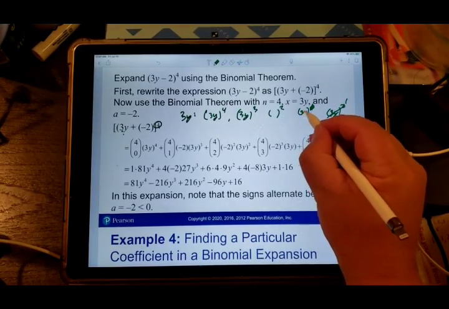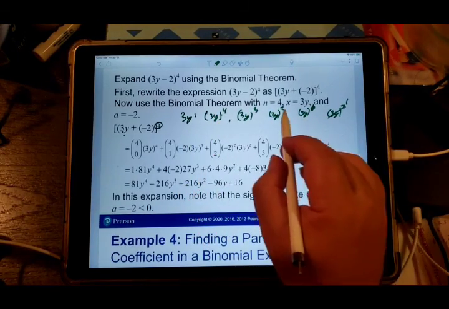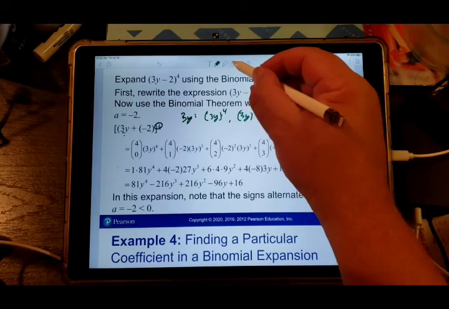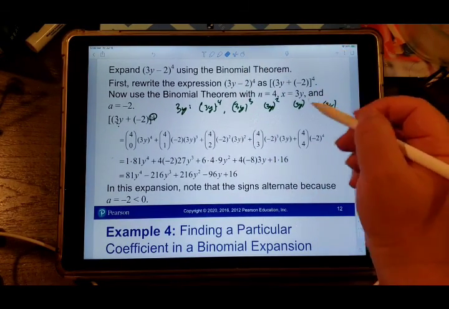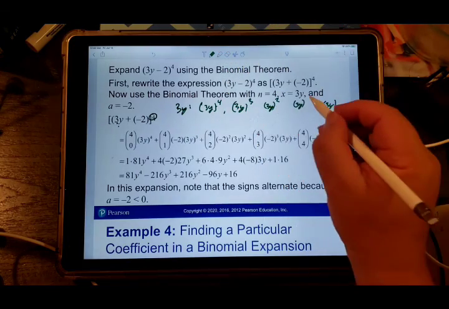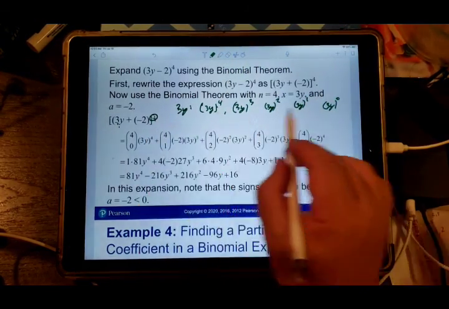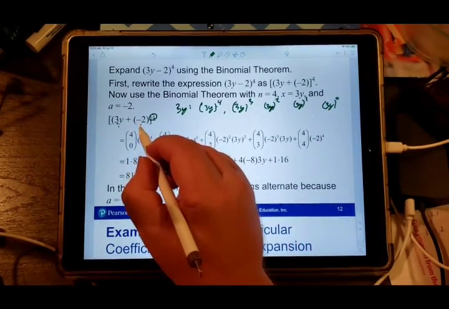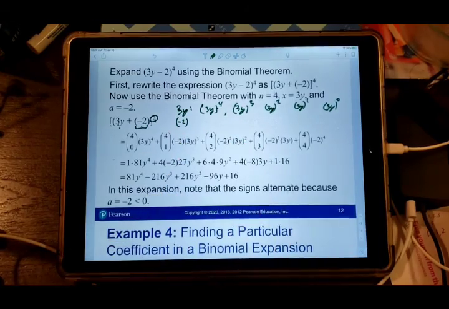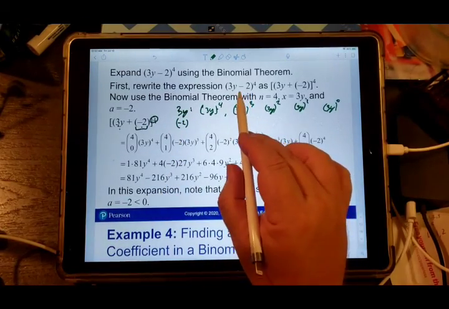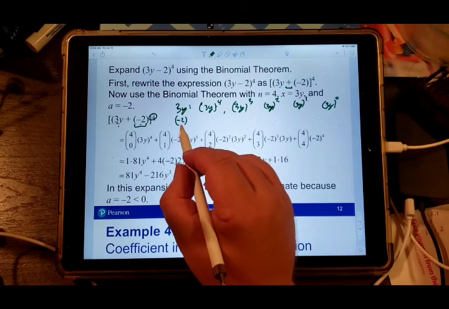3y to the 1, 3y to the 2. So this is that 4, 3, 2, 1, 0 pattern that you've seen certainly outside of this class, is the pattern you need to put on the first term. And on the second term, -2, and by the way, it's -2 because they rewrote the expression with a plus sign in it. That's a nice way to look at it.